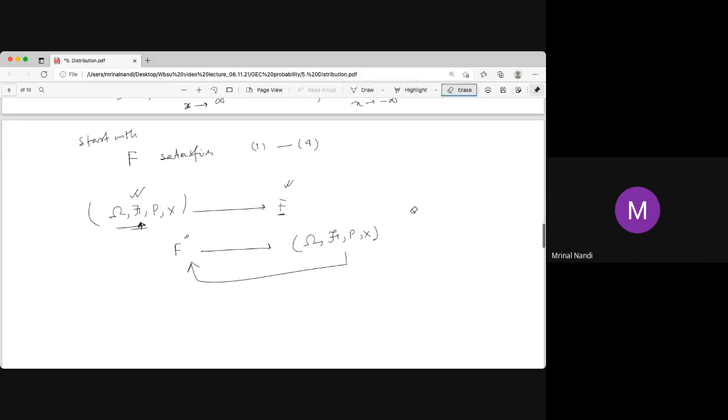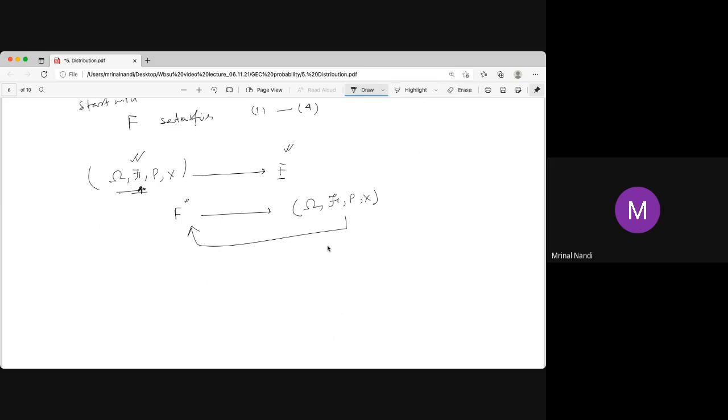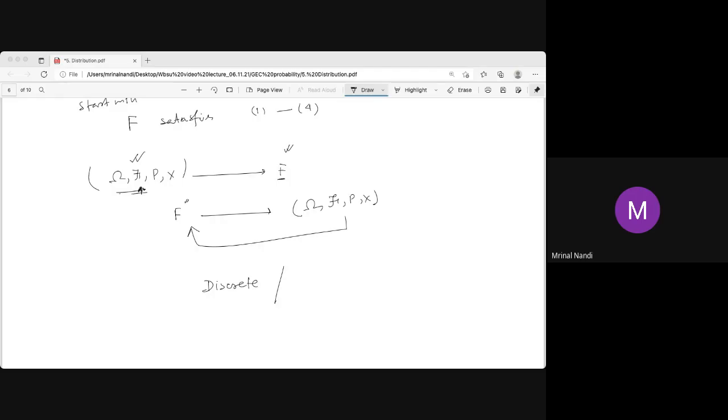So this is the whole story of this distribution function. Next class we will discuss expectations, variance, all these things, and some distribution functions, such as binomial. And also, there are 2 types of distribution for a random variable. One is called discrete, and another is called continuous. So today, up to this.